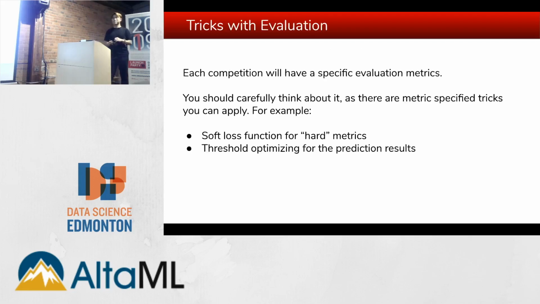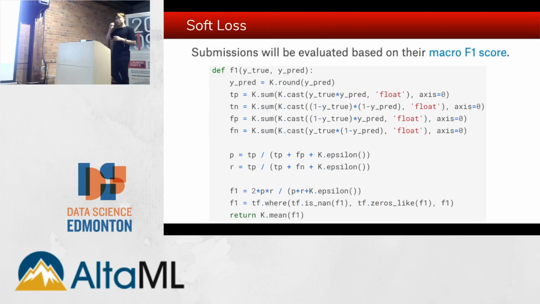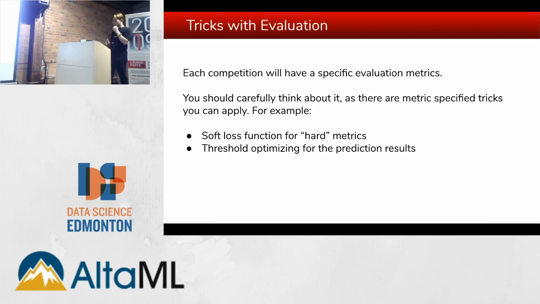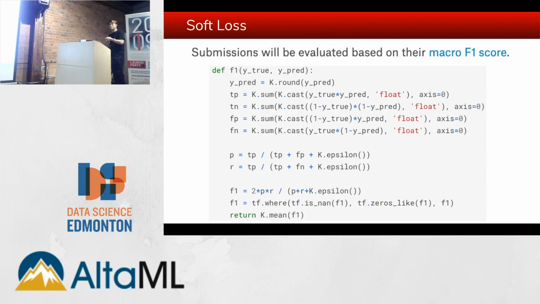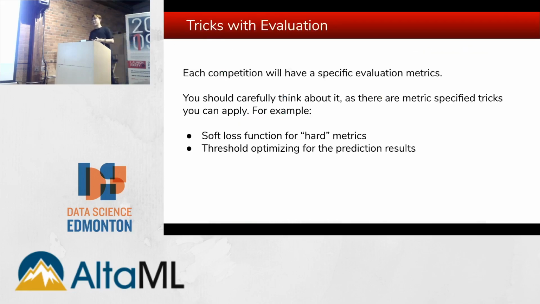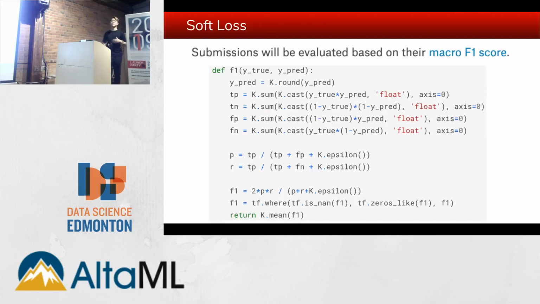And there are also some tricks with evaluation. I'm not quite sure whether they are useful in our daily life, but I think I should include them. For example, we do have some metrics like F1 score or F beta score, which are not really differentiable. For example, if you're training a neural network, you want your loss function to be differentiable. Otherwise, you cannot do backpropagation.